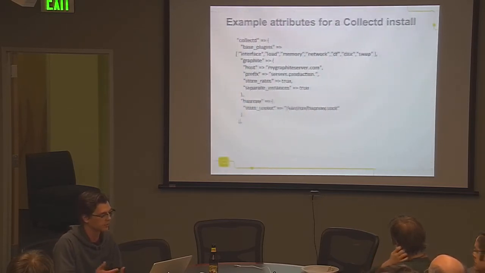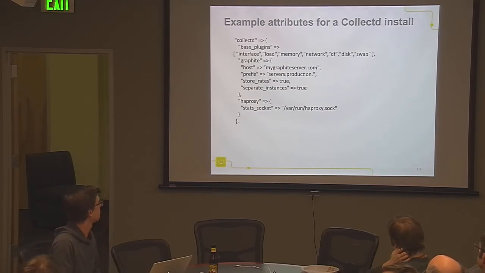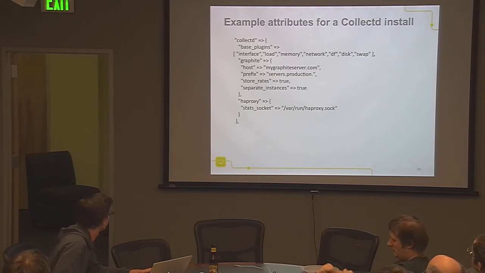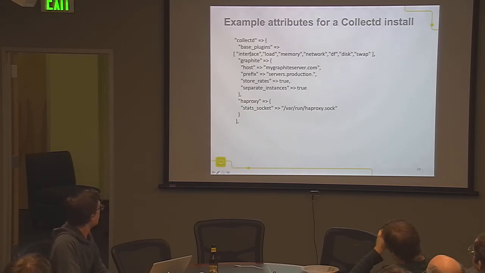So here's some sample attributes of how you would configure this in your environment, lifted from my setup. The base plugin, so I want data on network interfaces, I want load, I want memory, other network stats, I want disk free, I want overall disk, disk IOPS, and I want swap. This is where my Graphite server is going to be, and then this is how I want to prefix them.